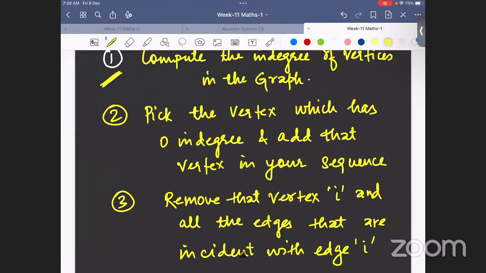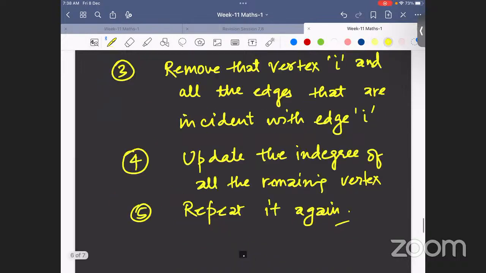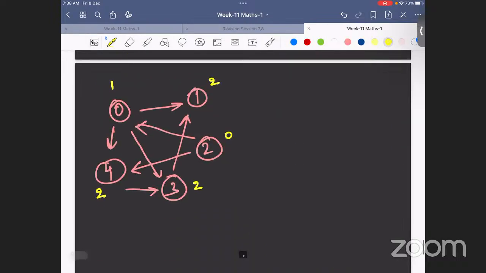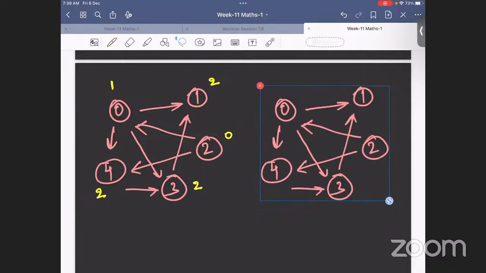The second step is pick the vertices which has 0 in degree. So we'll take this, correct? Yes. Okay. So we are taking this and we have to remove this 2, correct? Along with 2, we have to remove the edges also. This edge also we have removed, and this also we have to remove. Correct?